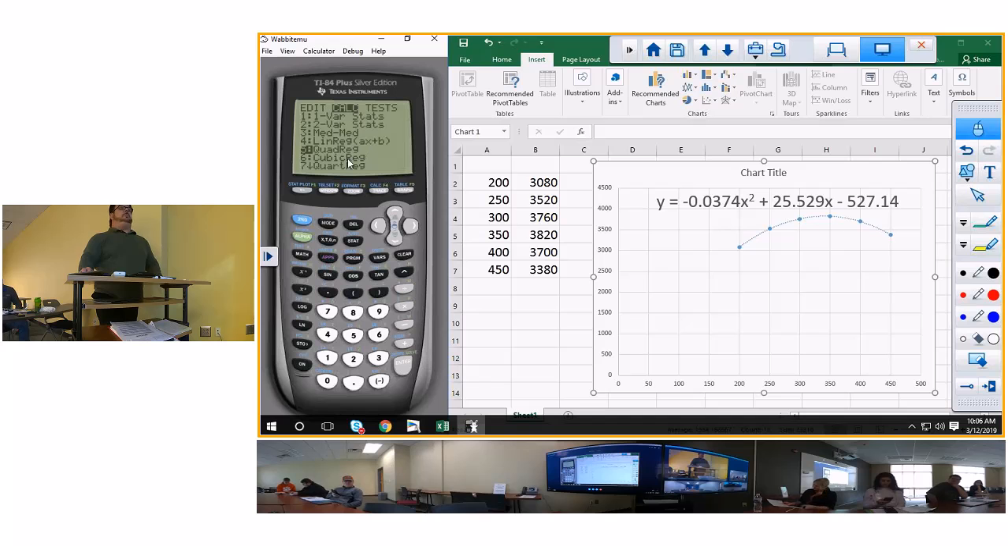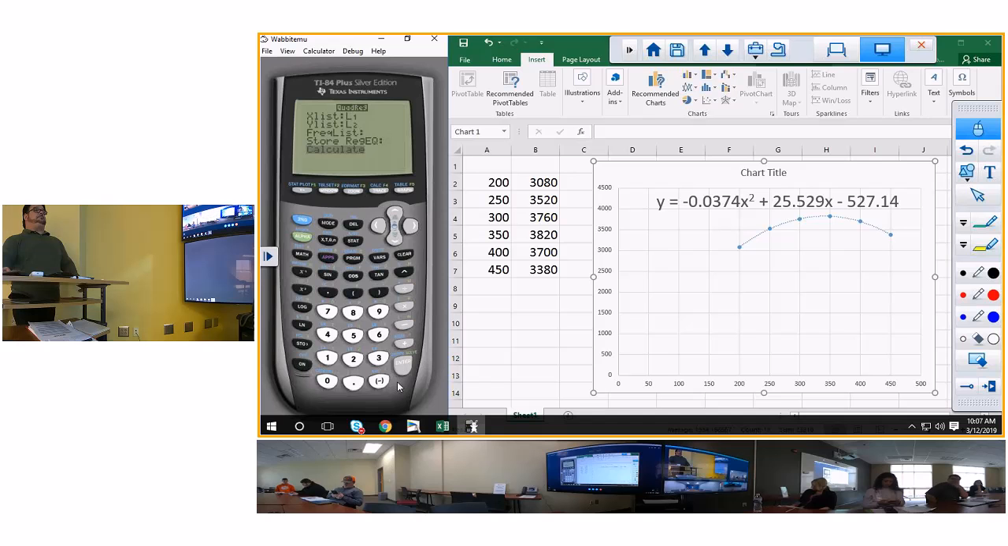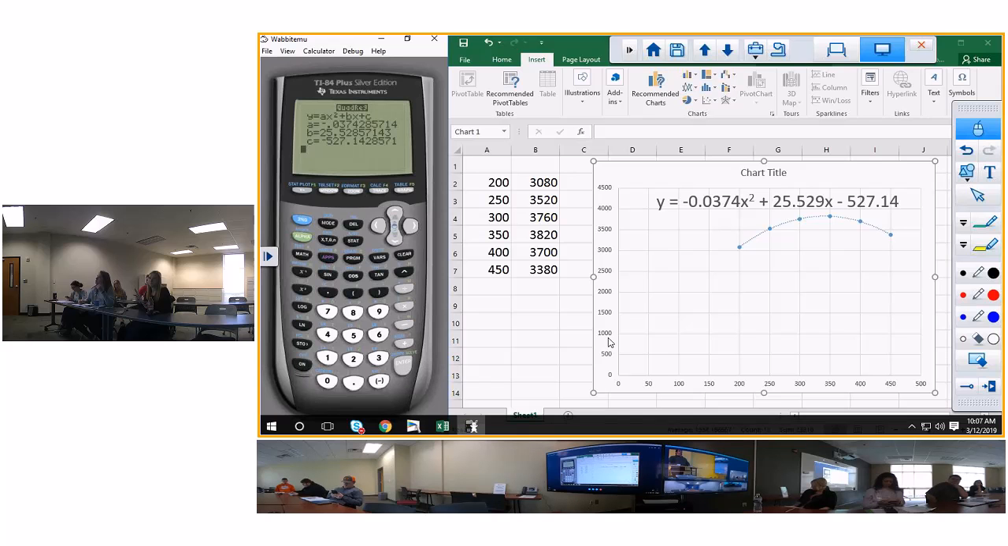Quadratic regression, meaning the best fit on the quadratic model. That's what it means. Hit enter. It's going to default to L1 and L2. All you got to do is hit calculate. And there you go. Fill in the blanks.